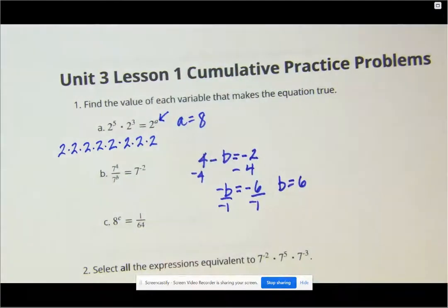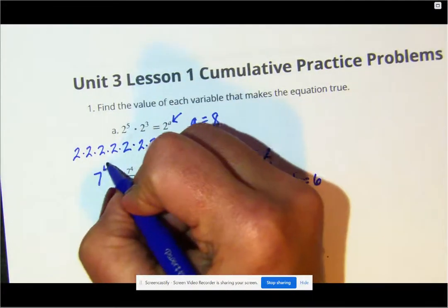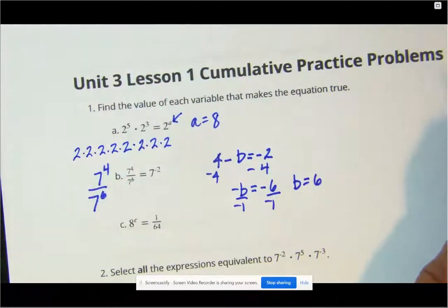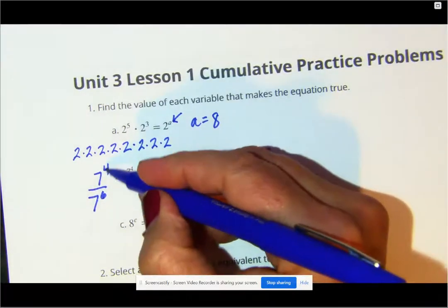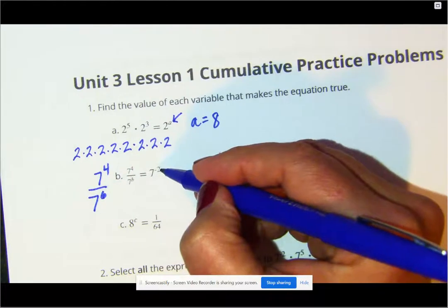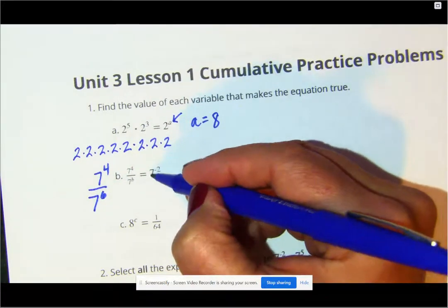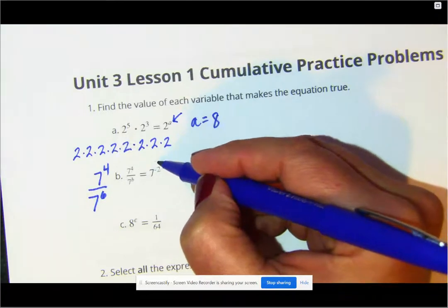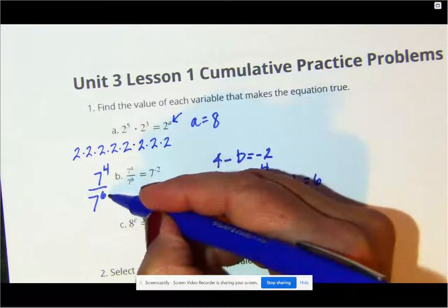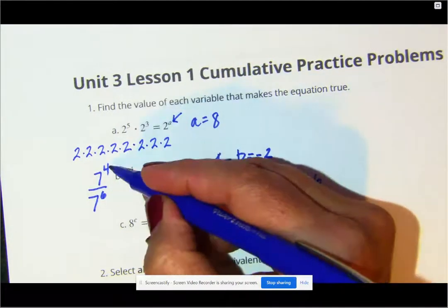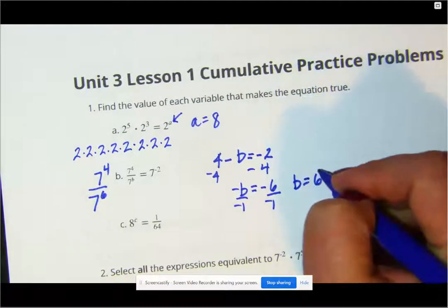Let's make sure that makes sense. 7 to the 4th over 7 to the 6th. The shortcut for dividing is to subtract the exponents. 4 minus 6 does result in -2. And the other way I was thinking of it, if you have a negative exponent, it means that's how many more there were on the bottom. There's 2 more than that. Okay, so B was 6.